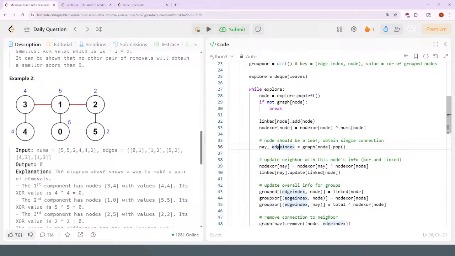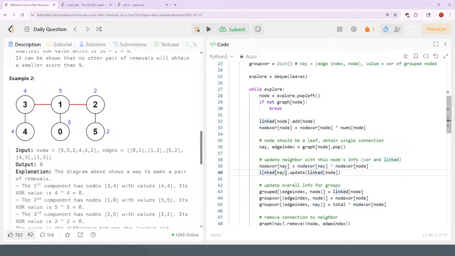Update the neighbor with this node's info, so node XOR of this neighbor. So you're kind of pushing the information. For instance, if you're processing the leaf node 5 here, you get the value, this is 2, and then when you process the neighbor, which is this one, you take this 2 and push that value to this node's XOR value. And if there were previous other leaf nodes connected here, that information is always going to be pushed upwards when you do this.